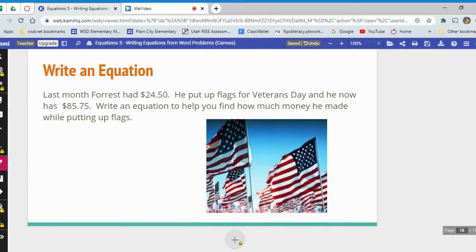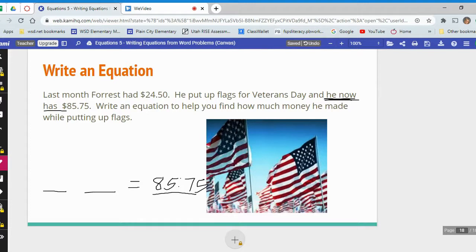Okay, last month Forrest had $24.50. He put up flags for Veterans Day, and he now has $85.75. Write an equation to help you find how much money he made while putting up flags. So do we know his end result? Yeah, it says he now has, that's going to be his end result, what he now has, $85.75.